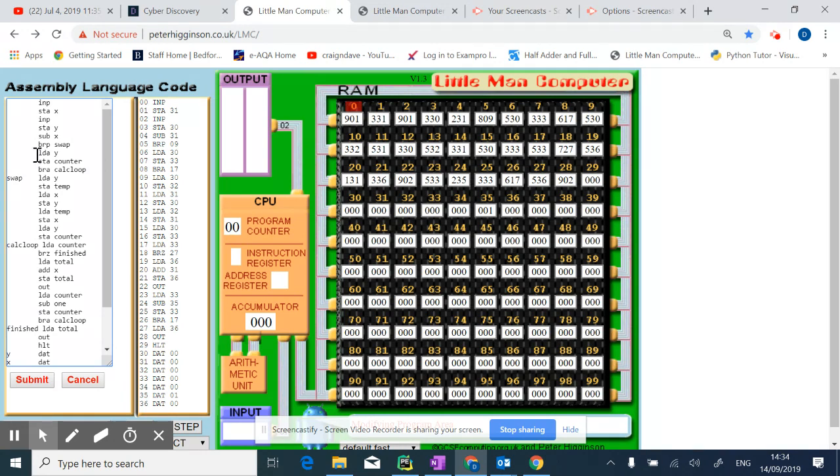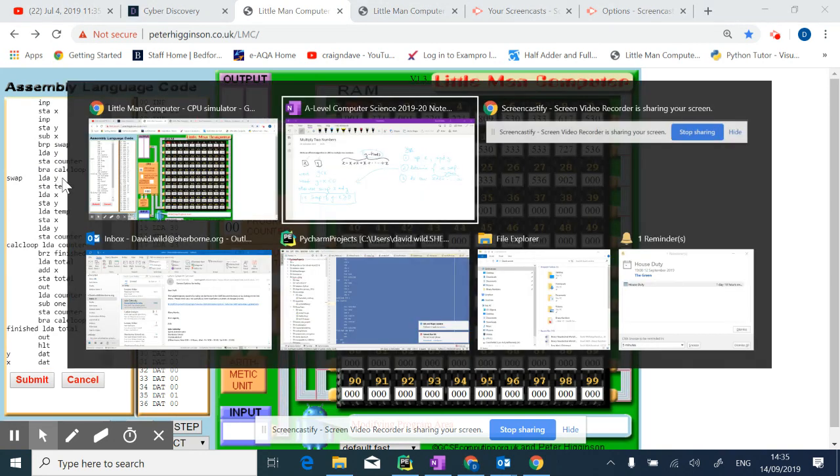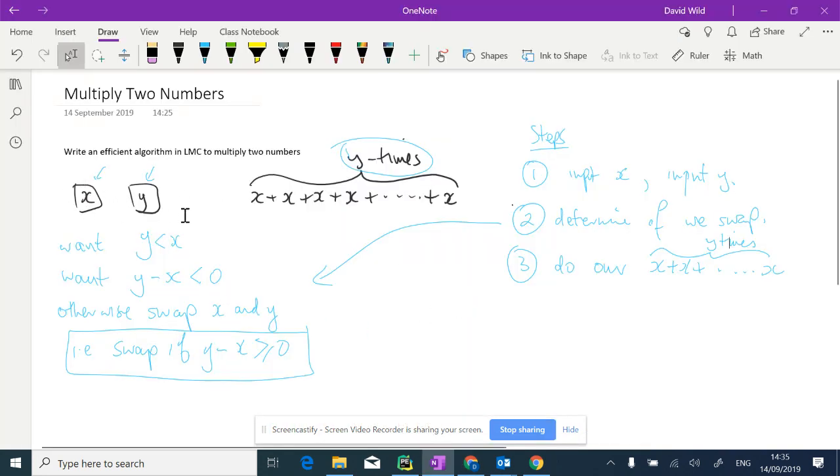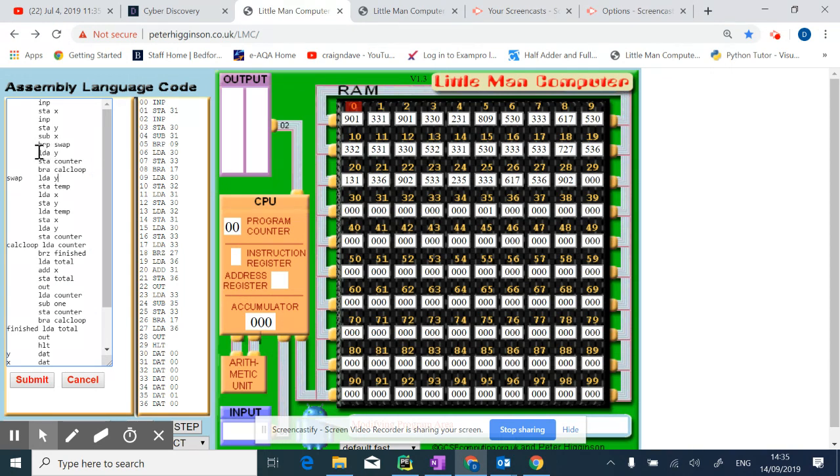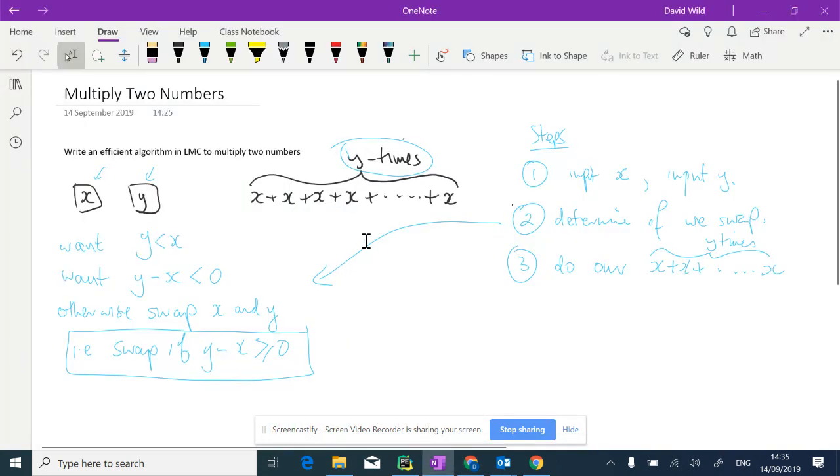So let's have a look at that. Now, if they're not, then they're already in the correct order. X and y are in the correct order to add up x to itself y times. So what happens if that's the case? If they don't swap, then it's simply going to load y into the accumulator, and then we're going to store that number into something called a counter, because the counter that I'm going to have here is going to count down until it gets to 0, the number of times that we've added this x.